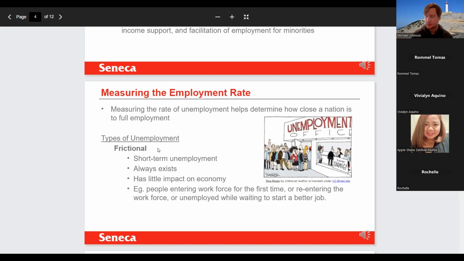Also, for example, maybe you're trained to be a lawyer and you're working as a cashier.